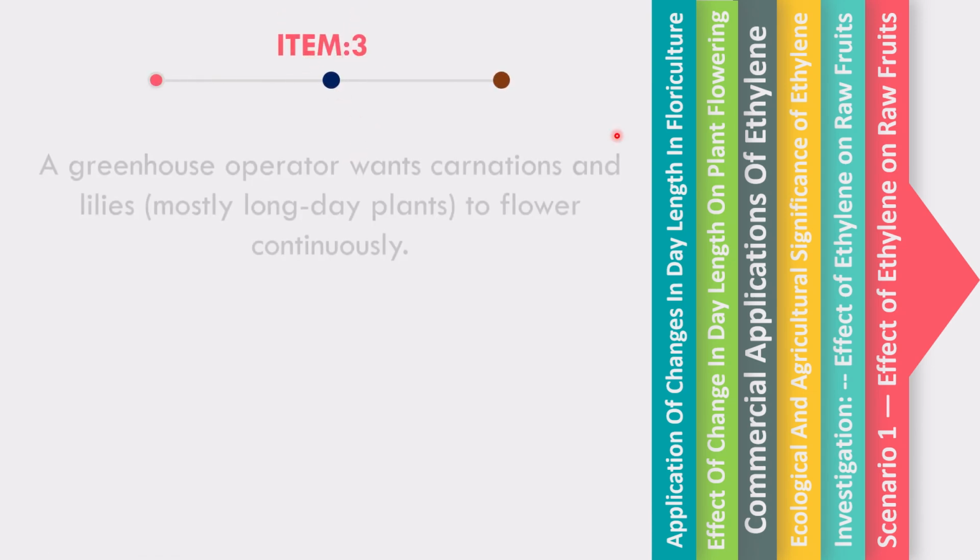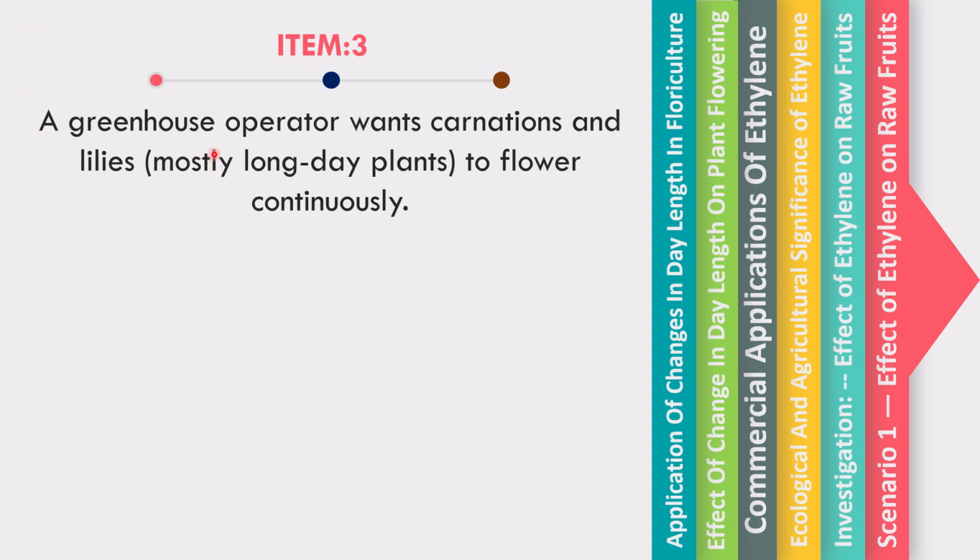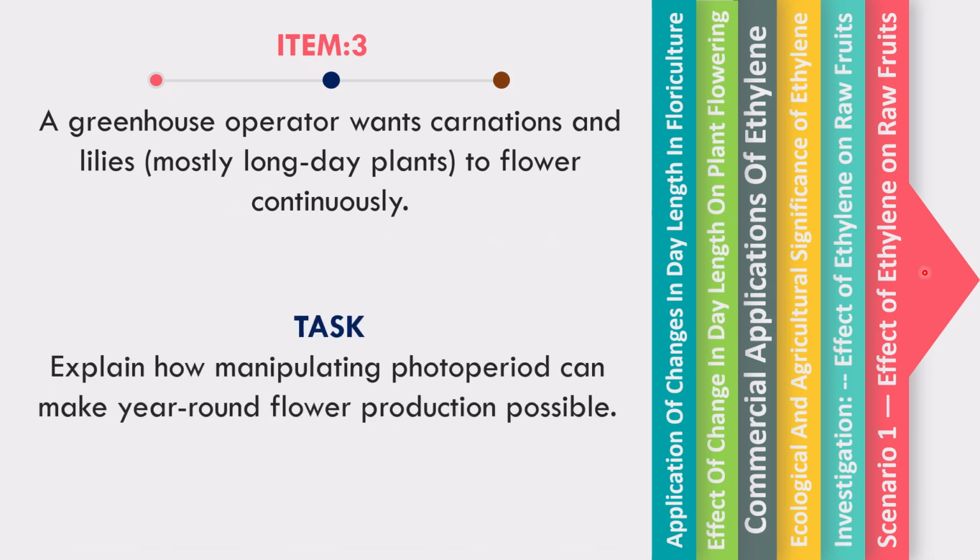Item 3. A greenhouse operator wants carnations and lilies, mostly long-day plants, to flower continuously. Explain how manipulating photoperiod can make year-round flower production possible.